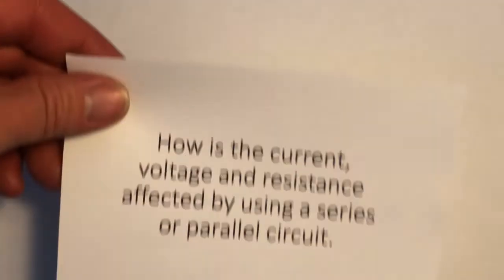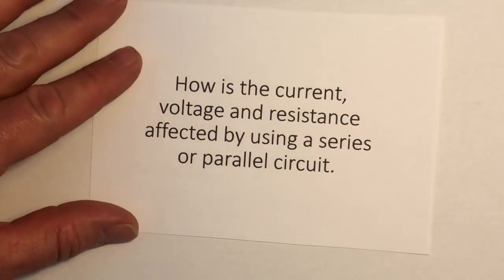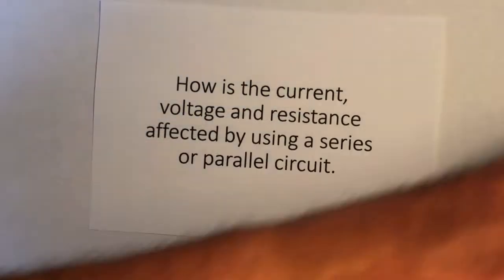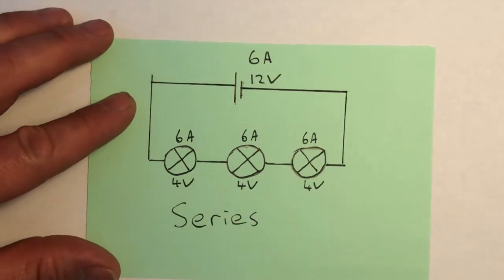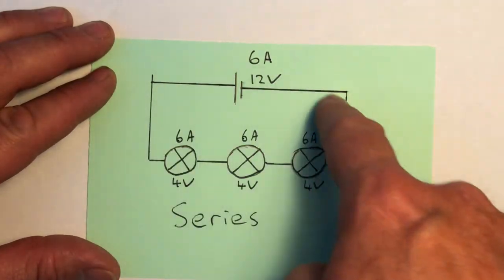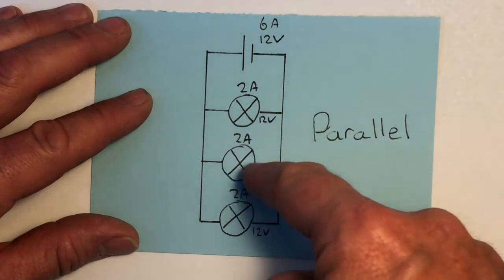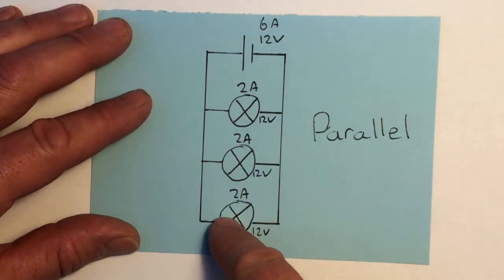This video is going to be answering the question, how is the current, voltage and resistance affected by using a series or parallel circuit? Right, so just as a reminder, a series circuit has one route for electricity to go. A parallel circuit has 1, 2, 3 routes for electricity to go.